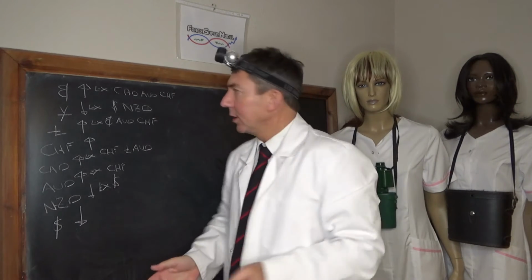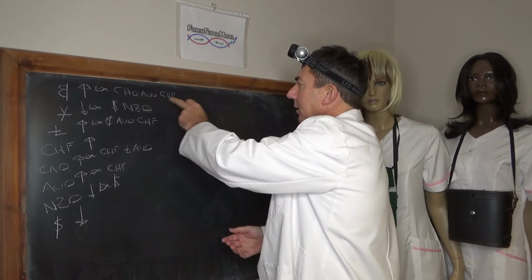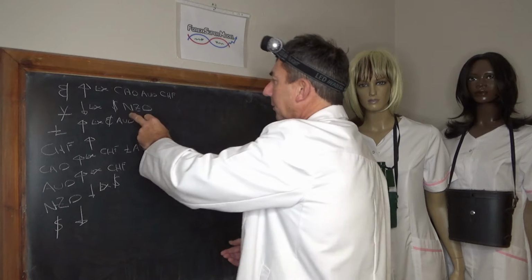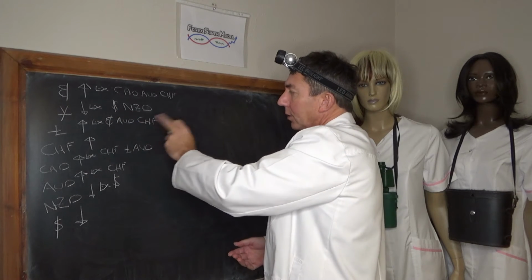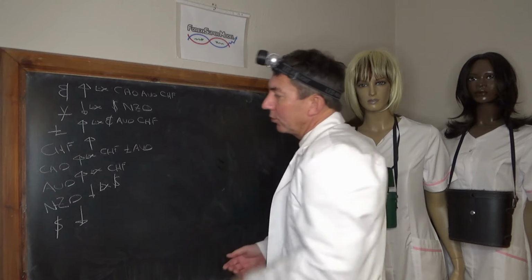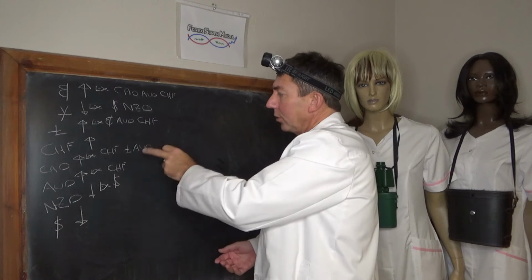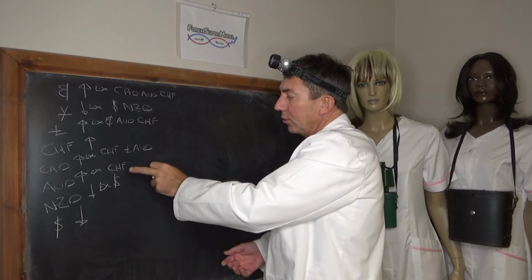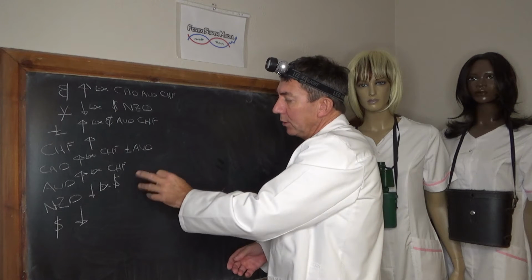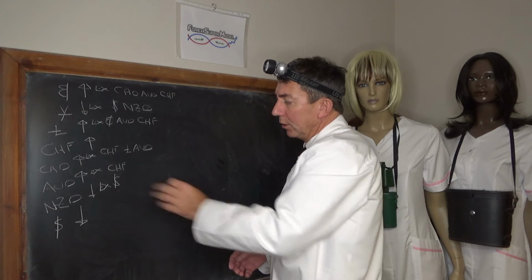Right, we've written up the flows then. So the euro is strong except against the CAD, the AUD and the Swiss. The yen is weak except against the dollar and the NZD. The pound is strong except against the euro, the AUD and the Swiss. The Swiss is strong across the board. The CAD is strong except against the Swiss and the pound and the AUD. The AUD is strong except against the Swiss. New Zealand is weak except against the dollar, and the dollar is weak across the board.